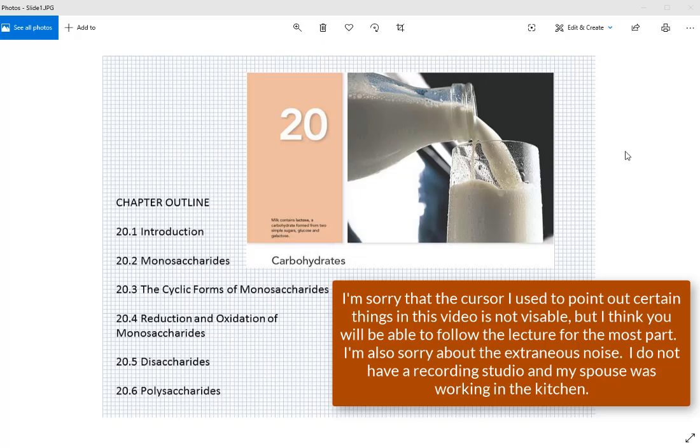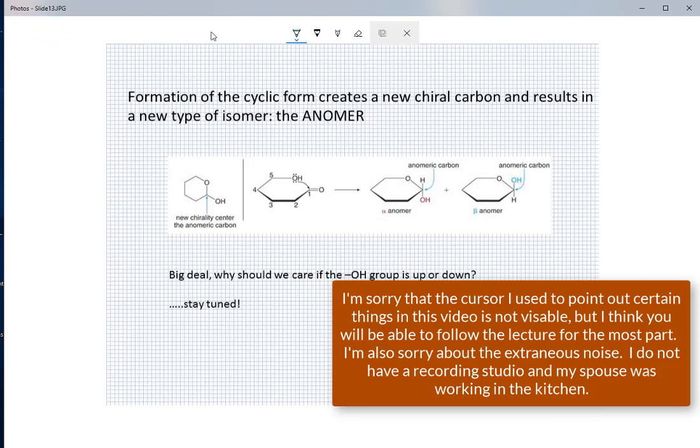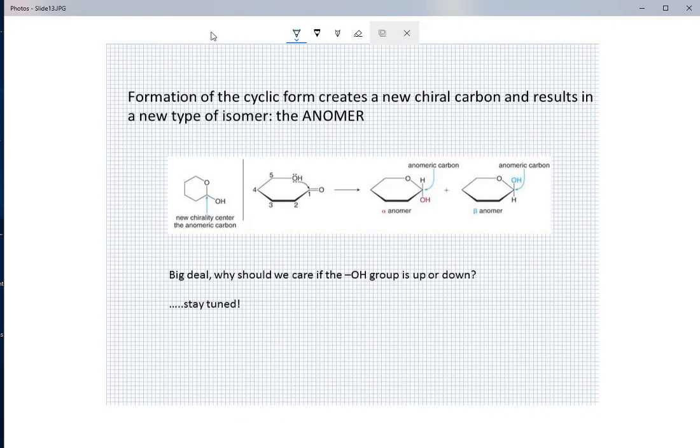Alright, this is the second half of the carbohydrate chapter. In the first half we went through sections 1 through 4. Alright, before we begin with disaccharides, I want you to recall what we had talked about with these cyclic hemiacetals.